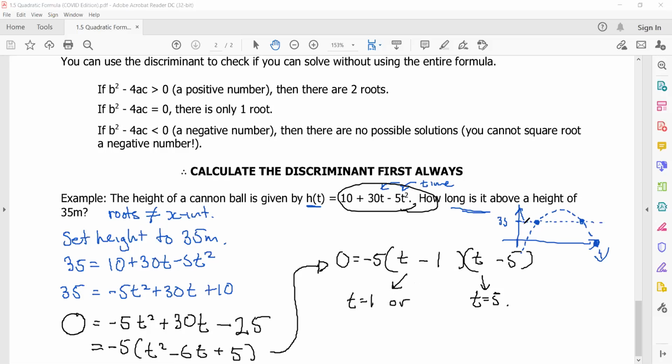This is really, really important right here. When t equals 1, it makes this function equal to 0. When t equals 5, it makes this function equal to 0. When t equals 1, it makes this function equal to 35. And when t equals 5, it makes that function equal to 35.